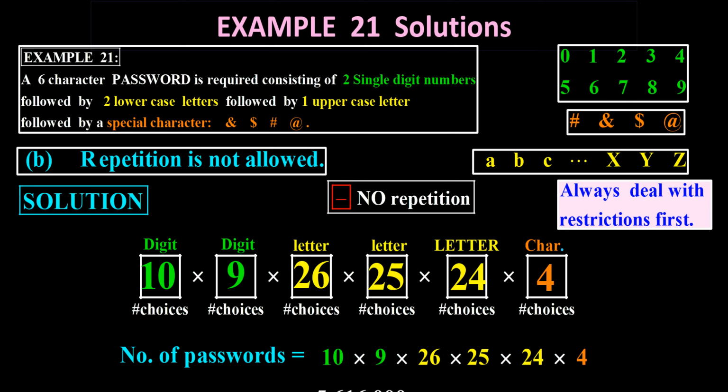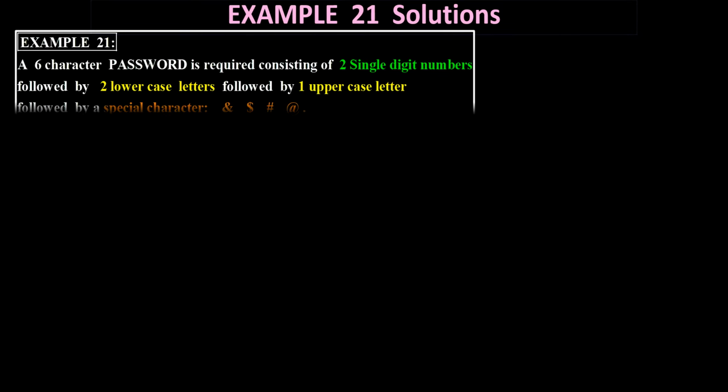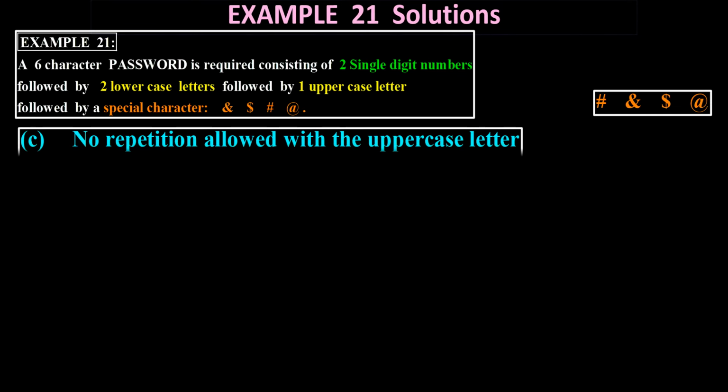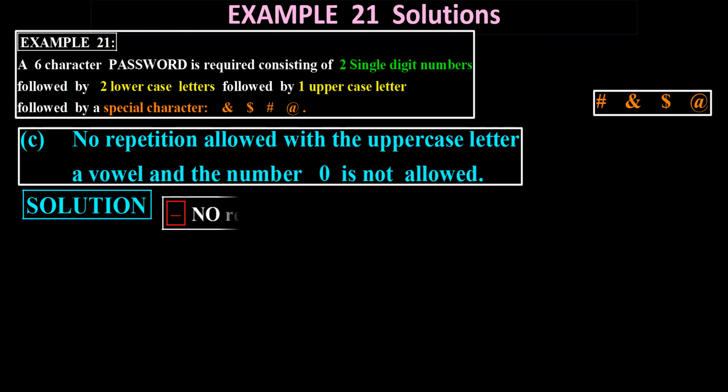That gives us 5,616,000. Always important to sort out your restrictions. Try to understand what your restrictions are there. Let's do the last question here. Last sub question. There's our given information. There's our characters. Let's just see what we have there. No repetition is allowed. So that's one of our restrictions there. No repetition is allowed.